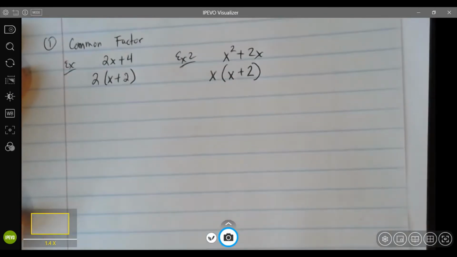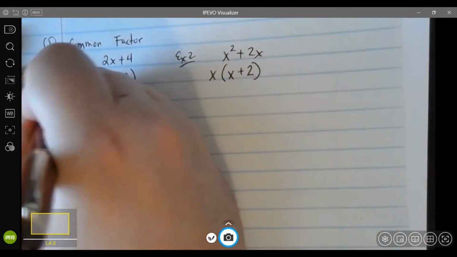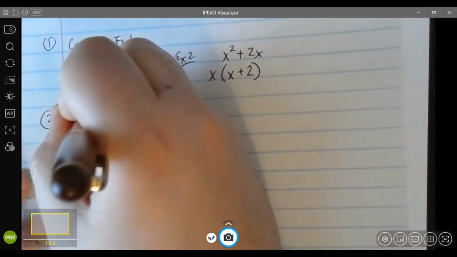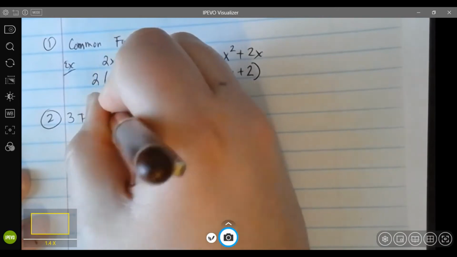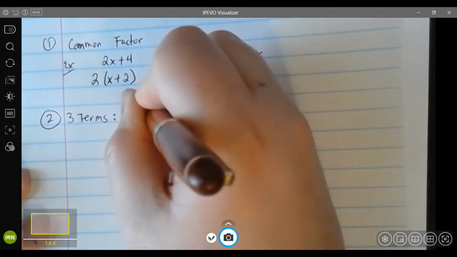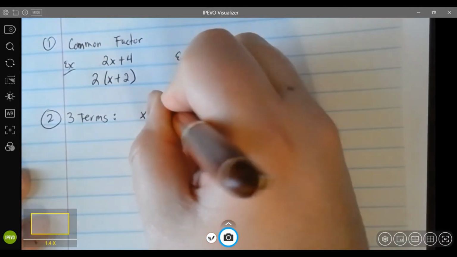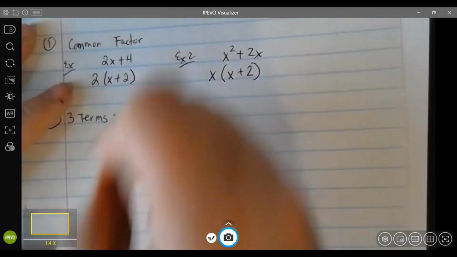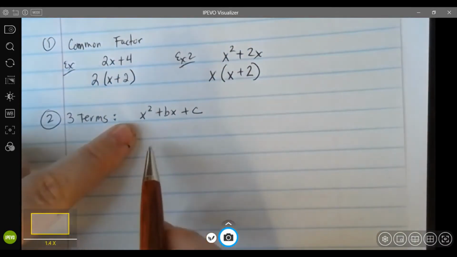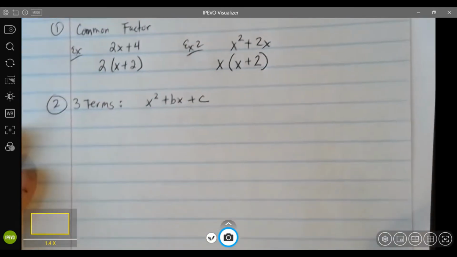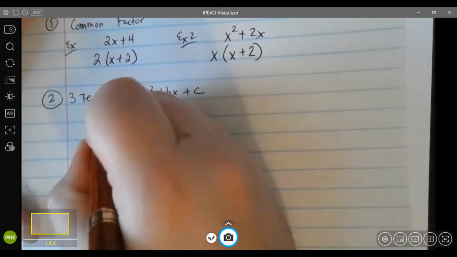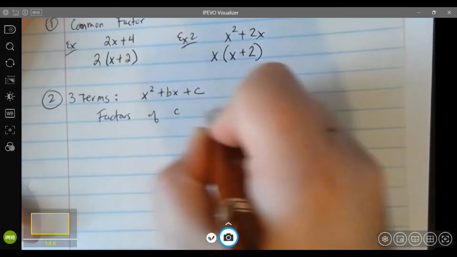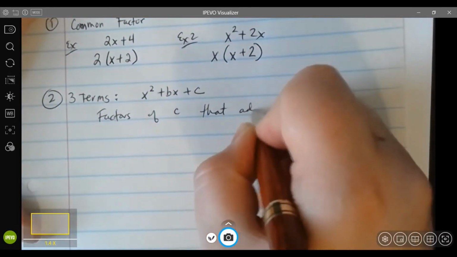The next method that we have is if we have 3 terms and it's in this form: x squared plus bx plus c, where the number in front of x squared is 1. For this one, we find factors of c that add to b.